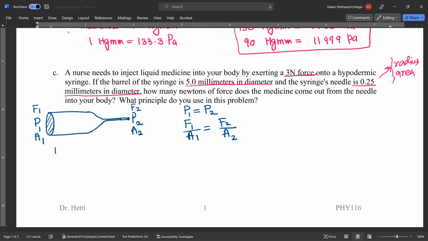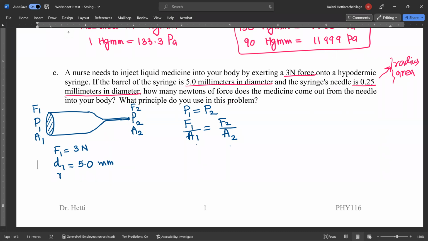Let's write what is given first. F1 equals 3 newtons, given. And then you see that the diameter 1 is given as 5 millimeters, right? So I'm not going to convert it here because you will see it will cancel out in the bottom. Because of that, I just keep it as that.